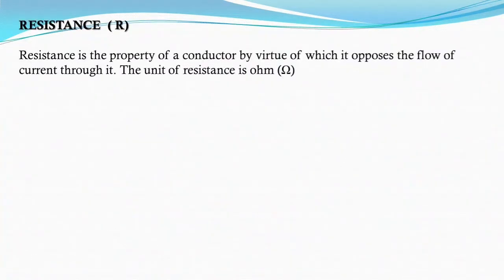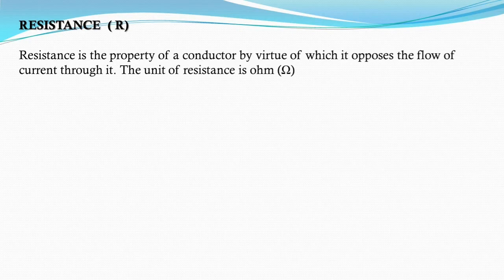Now what is resistance R? Resistance is the property of a conductor by virtue of which it opposes the flow of current through it. The unit of resistance is ohm. Let us understand this statement first. Resistance is the property of a conductor which opposes the flow of charge. That means it opposes the flow of current.